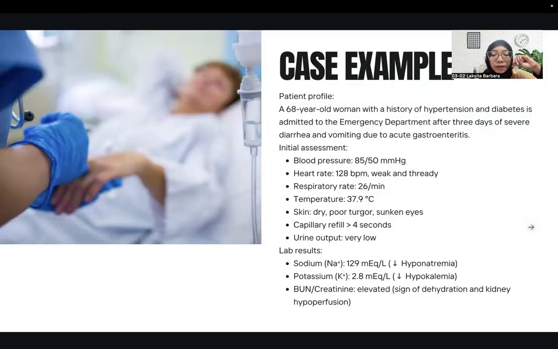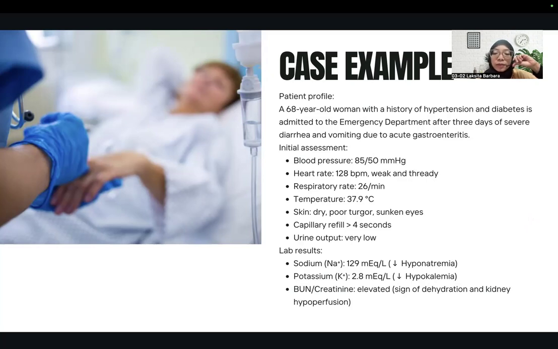So let's open this video with a case, because it will give you the reason why we need to learn fluid and electrolytes balance. The case is of a patient, a 68-year-old woman, who is elderly, with a history of hypertension and diabetes, admitted to the emergency department after 3 days of severe diarrhea and vomiting due to acute gastroenteritis.